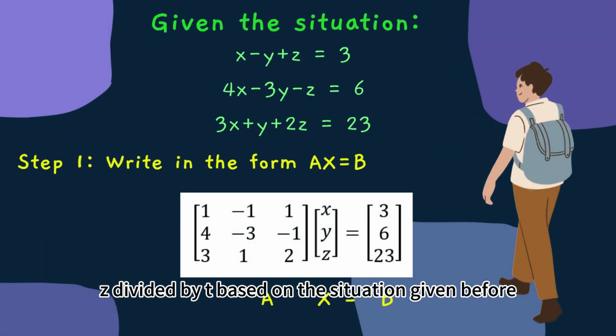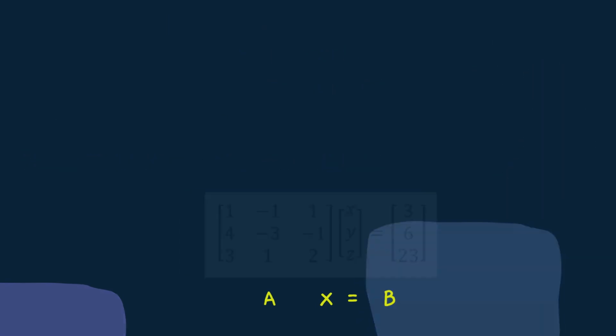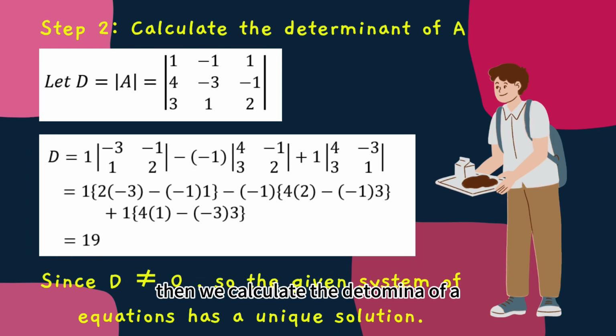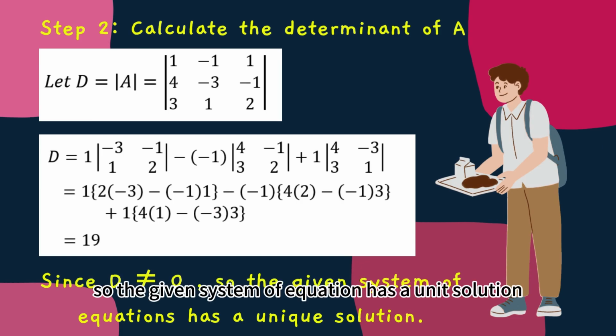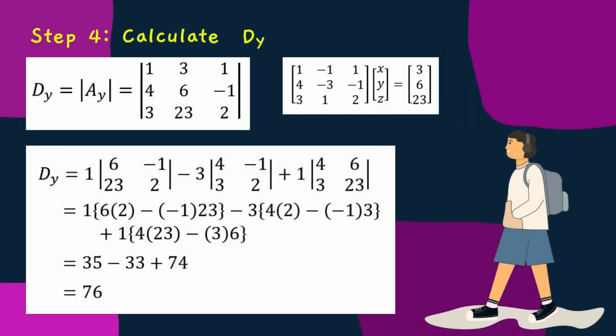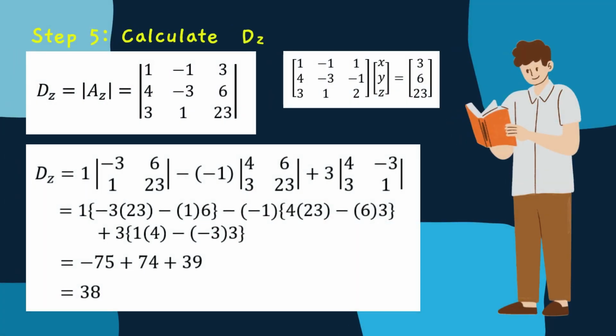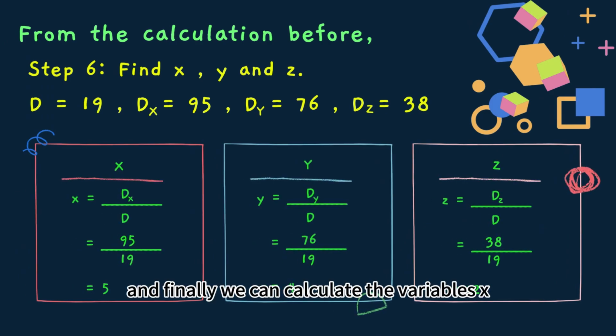Based on the situation given before, we know that x minus y plus z is equal to 3, 4x minus 3y minus z is equal to 6, and 3x plus y plus 2z is equal to 23. First, step 1, we write it in the form of AX equals B. Then we calculate the determinant of A and we get 19. Since the determinant of A is not equal to 0, the given system of equations has a unique solution. We can calculate Dx and we get 95. For Dy, we get 76. And finally, Dz is 38. And finally, we can calculate the variables x, y, and z.